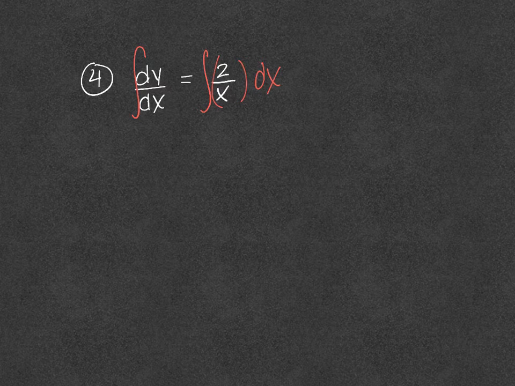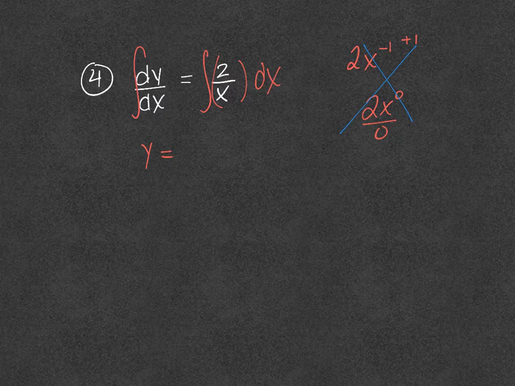on the right. So we have y equals, well, if I integrate 2 over x, some people may think that this is similar to the problem we just did, where you would take the exponent and bring it upstairs. But if you do that, you're going to run into a problem. If you add 1 to this exponent, it's going to give you 0. So you'd have 2x to the 0 over 0, which is not possible. So you need to think ln.